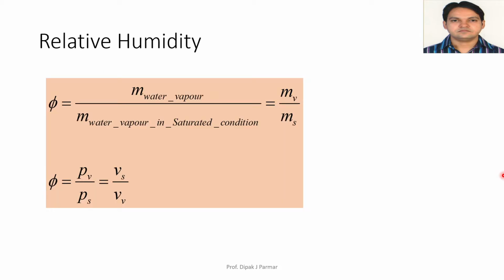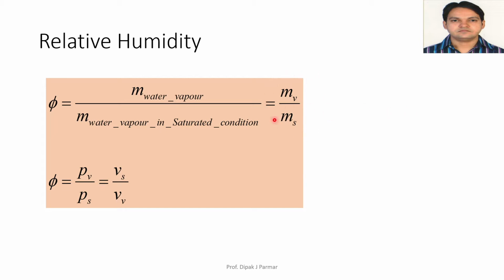The next term we have is relative humidity. Relative humidity is the ratio of the mass of water vapor to the mass of water vapor in a saturated condition, for a given volume and given temperature. We will understand this with an example. Suppose we have a person who can eat 5 chapatis. So 5 chapatis is his capacity. But suppose he has eaten only 2 chapatis, then the ratio will be 2 by 5. 5 is the saturation condition, 2 is the actual condition.